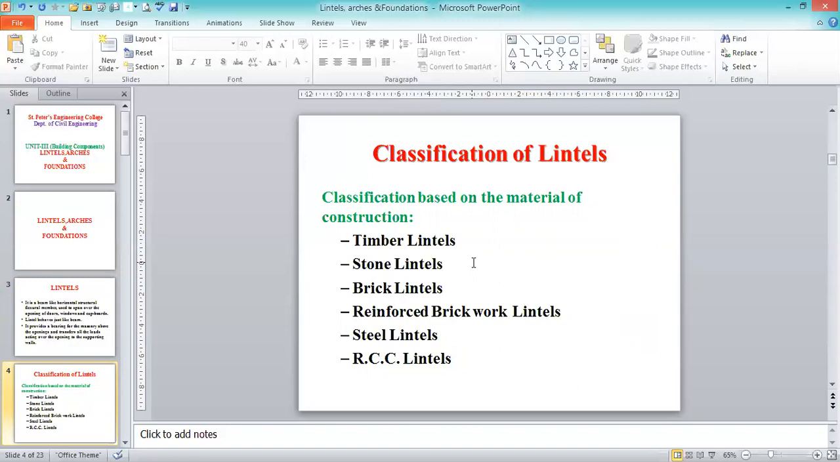If timber or wood is available in abundance, then we use the timber lintel. Or, if the structure is going to be very light, then we preferably use timber or wooden lintels.